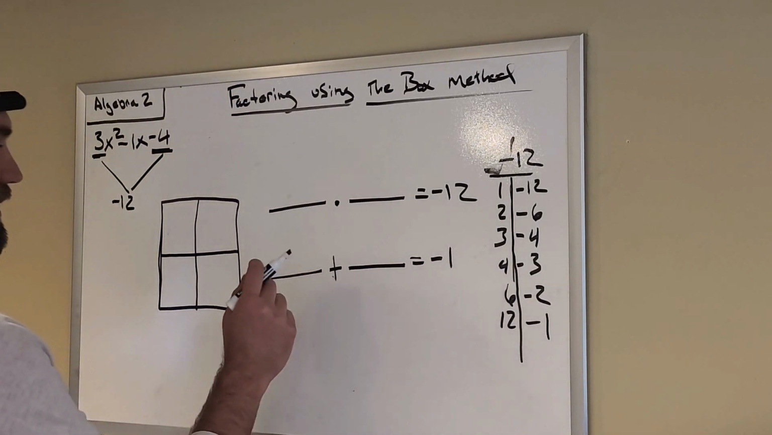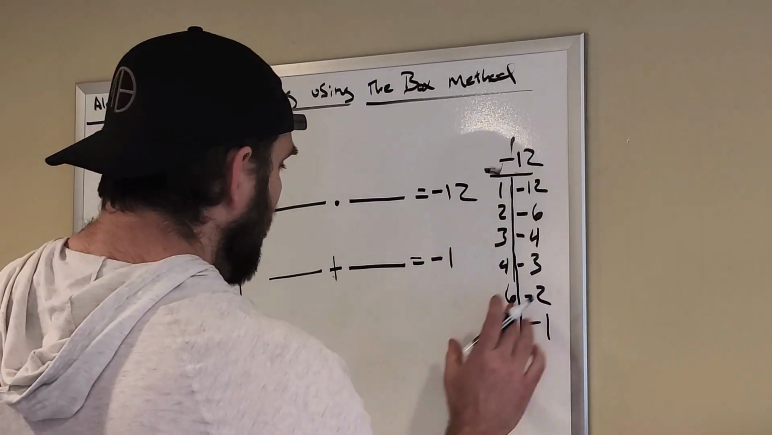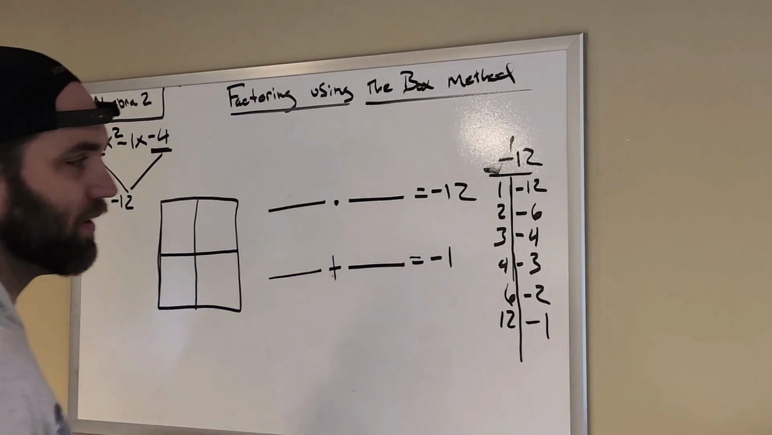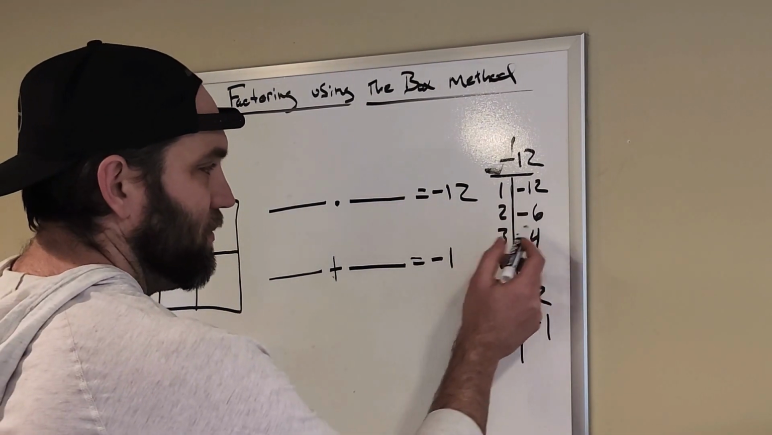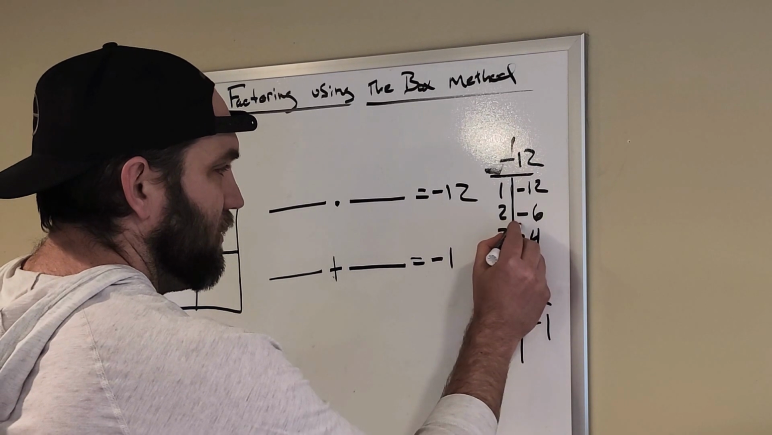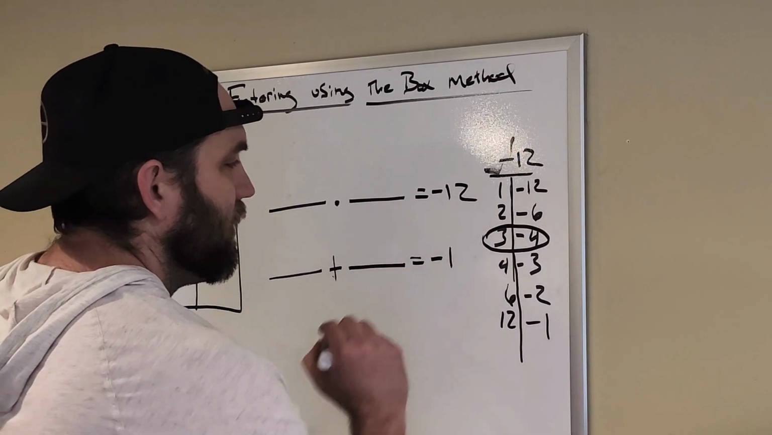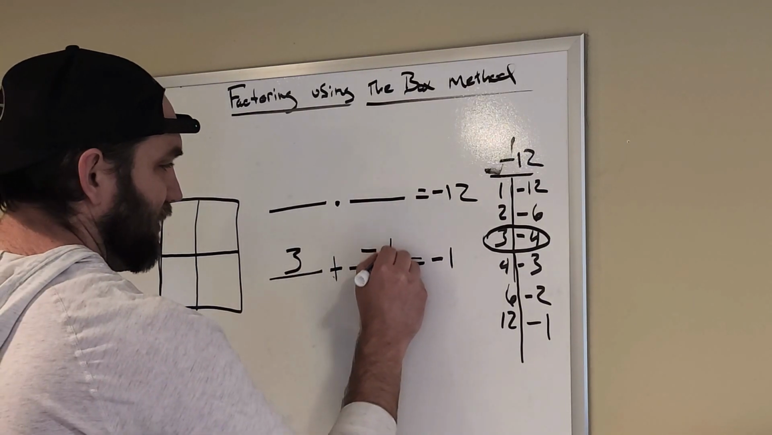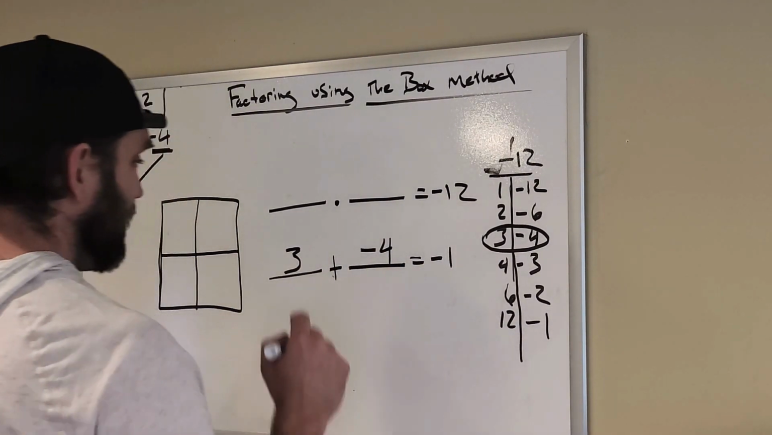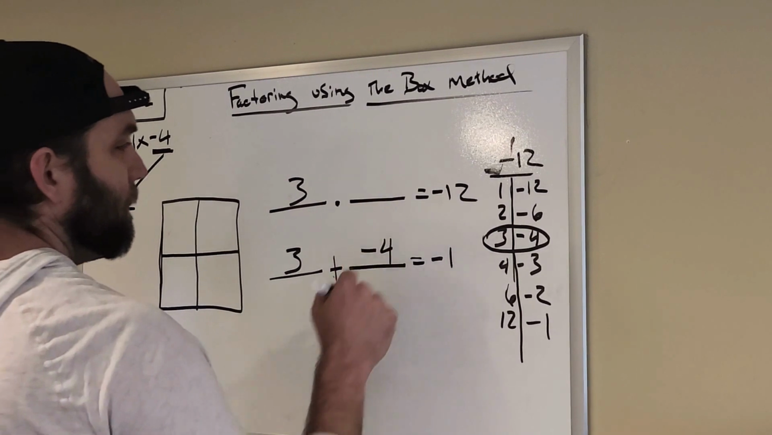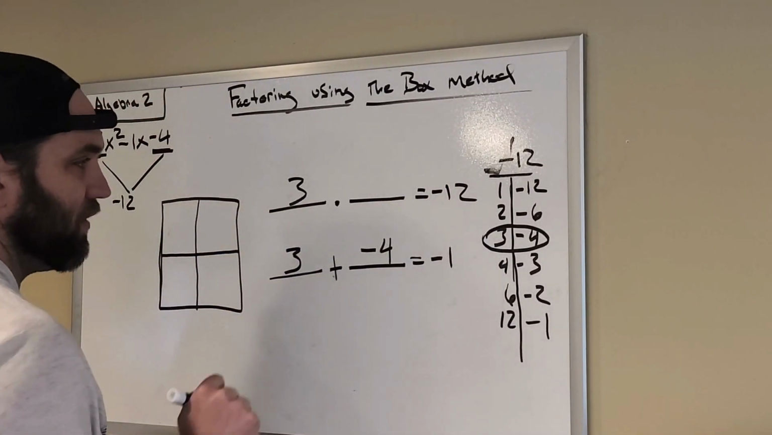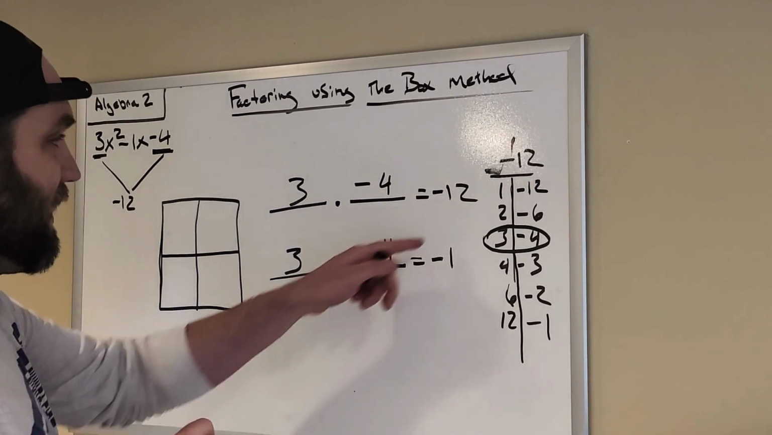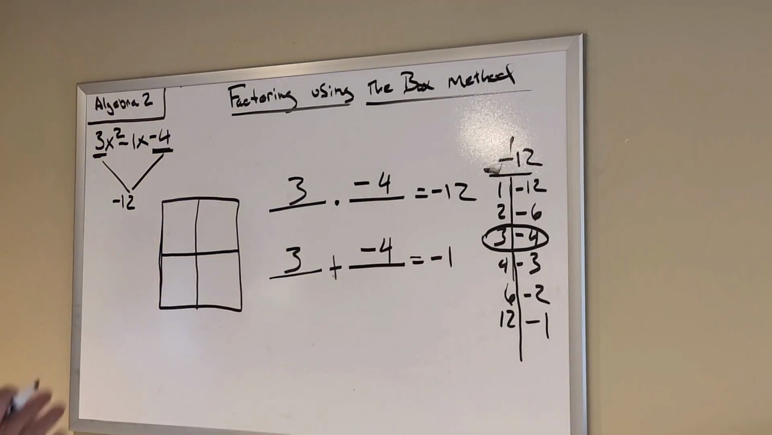Now I want to take a look and ask, which one of these factors, when I add them up, gives me negative 1? Let's see, that doesn't, no. Oh, look at that. So 3 minus 4, or 3 plus negative 4, is going to give me negative 1. And 3 multiplied by negative 4 will give me negative 12. Great.